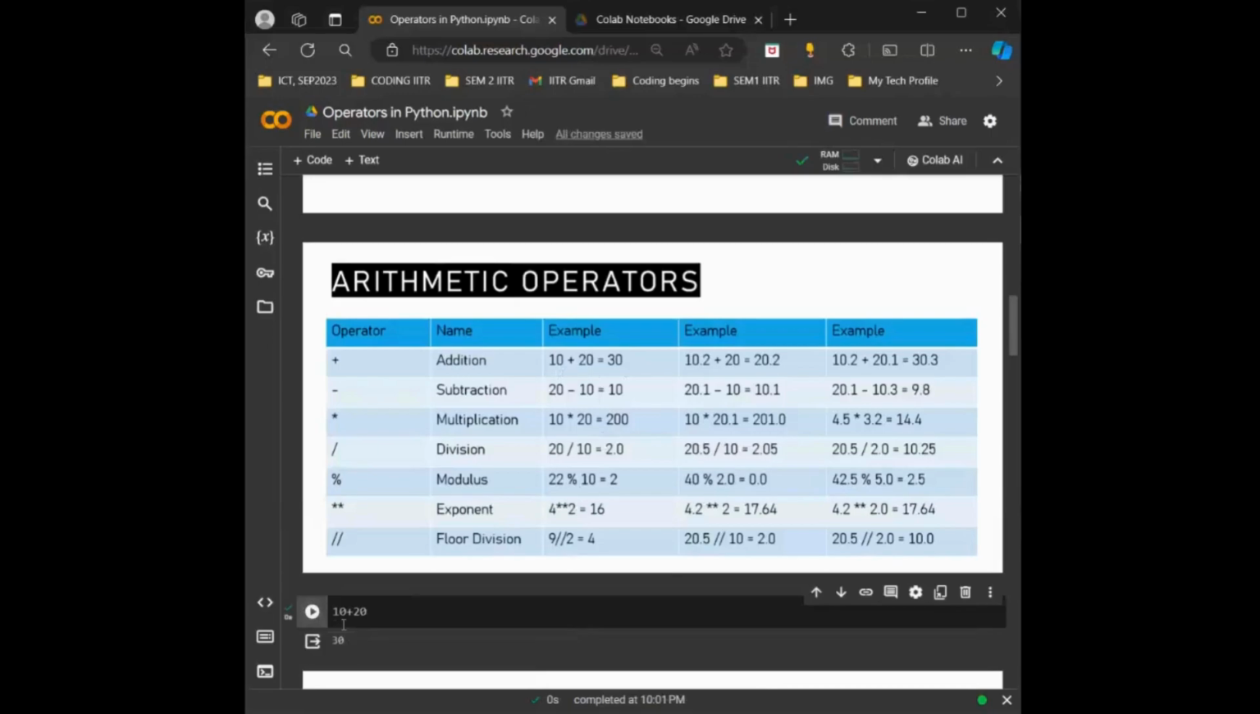What happens when we change the integer number to a float number, to a real number? What will happen? The result will come as an integer or it will come as a float value.